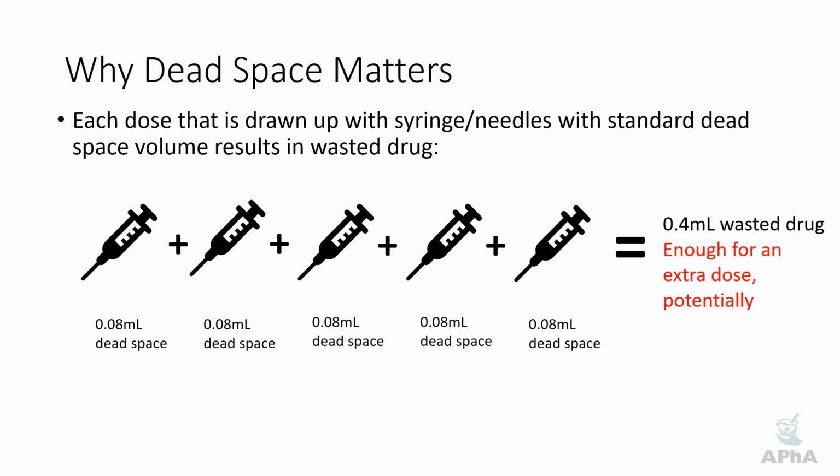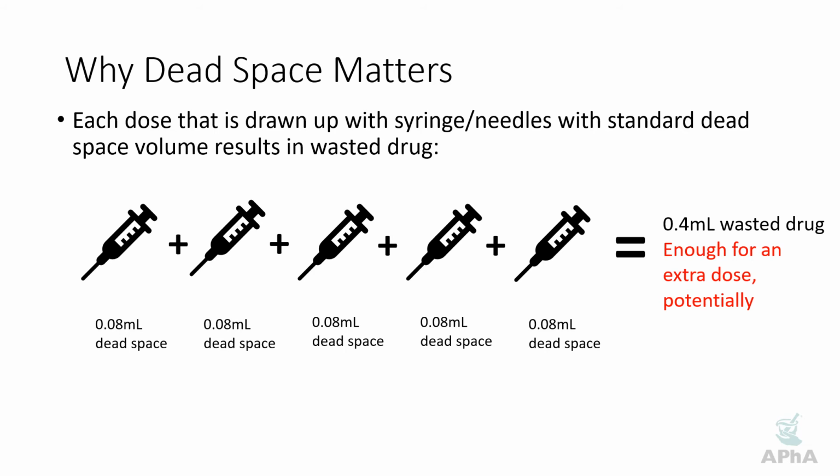So in the case of the Pfizer vaccine, where you're supposed to be able to get 6 doses out of a vial, if you have 0.08 mLs of dead space in those 5 doses, you can see that when you add all that up, you're wasting 0.4 mLs total, which is certainly enough for an extra dose out of that vial. If you don't use low dead space syringes and needles, that's just going into the trash. So again, we have limited supplies of vaccine, and we're trying to get as many doses out of each vial as possible to get vaccine into as many patients as possible. So here's a perfect example.